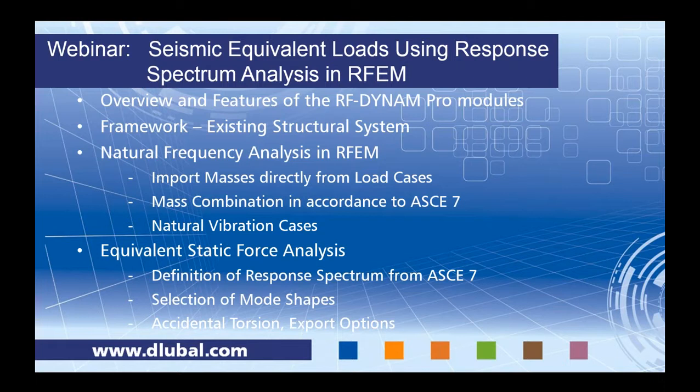We'll be looking at the definition of a response spectrum directly from the ASCE7. Here we'll go ahead and select our mode shapes that are relevant. And then I want to take a look at a couple different cases, one without accidental torsion and one with accidental torsion according to the ASCE7. And then we'll go ahead and export all of our load cases and combinations back into RFEM so that we can use them concurrently with the other load cases such as dead load, live load, snow load.